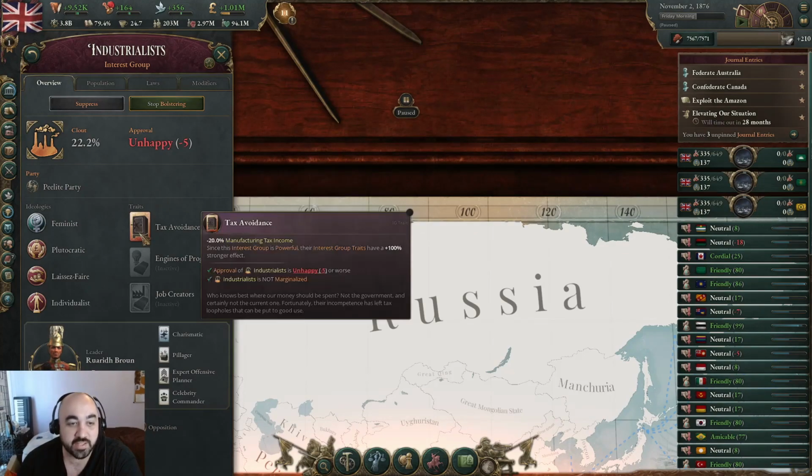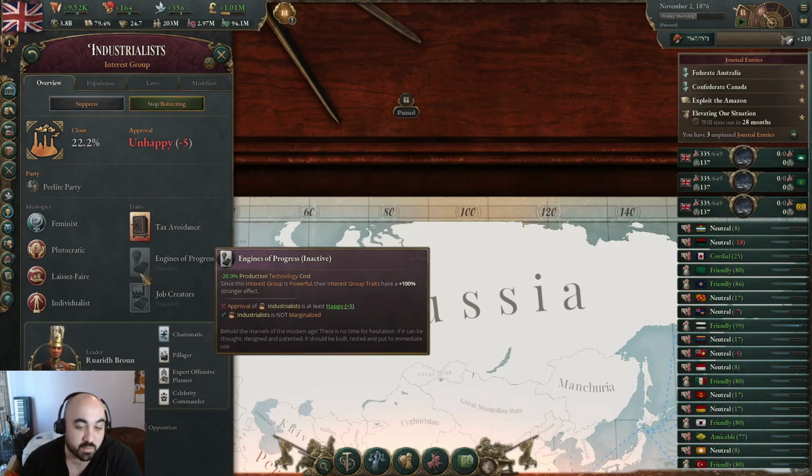Let's get into their traits. The first off is tax avoidance, which is, you know, bad. You get a manufacturing tax income malus. Notably, this is doubled because these guys are powerful, so it's minus 10% normally. Then the next one is engines of progress, which gives a minus to production technology cost. All of the technology cost decrease ones are very, very solid bonuses.